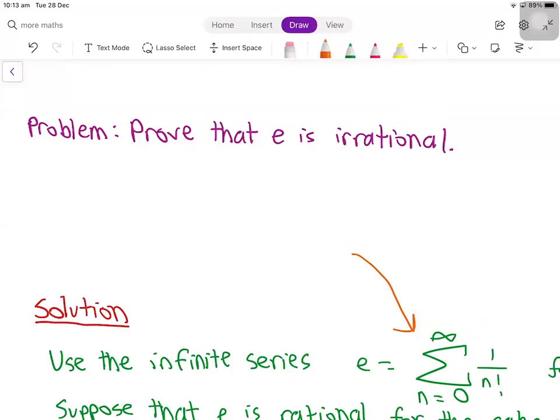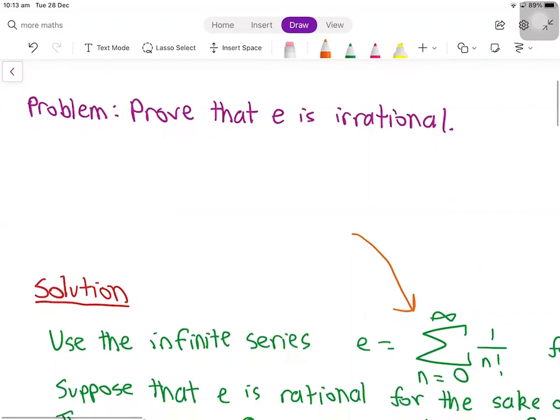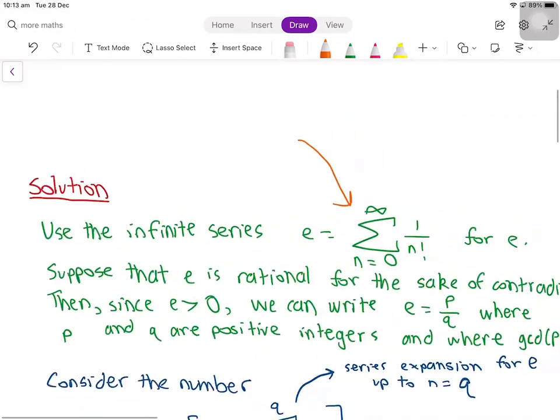In this video, I'll be proving that e is an irrational number. So this is the constant e, which is approximately 2.18. Okay, so let's have a look at the solution.